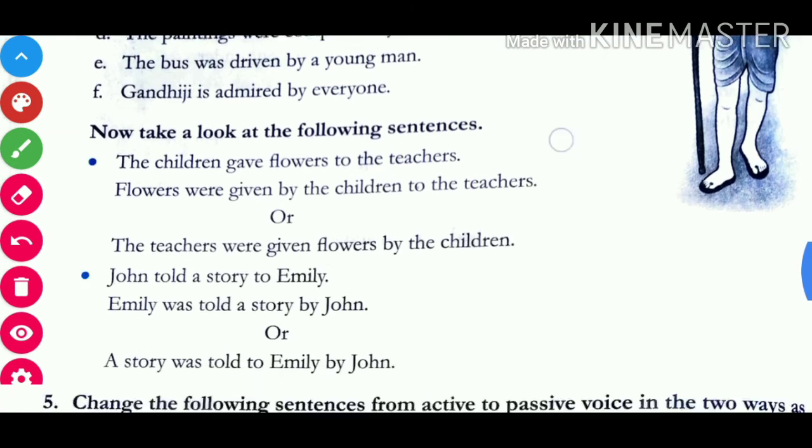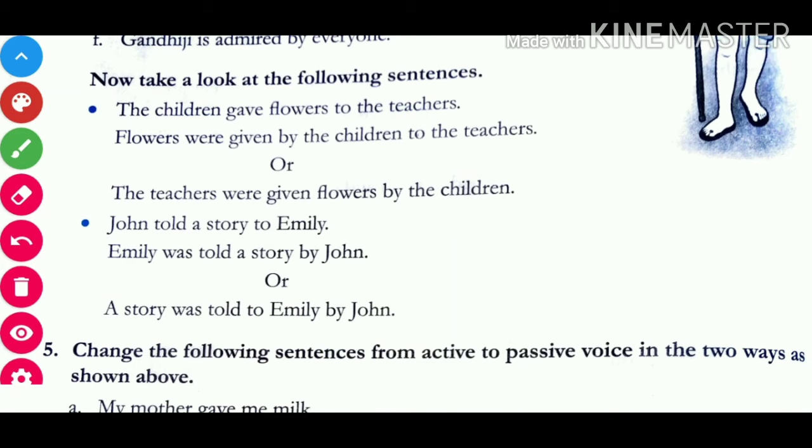Now take a look at the following sentences over here. The children gave flowers to the teachers. Okay, so to change it into passive voice, there are two possibilities. अगर हम इसको passive voice में change करेंगे तो दो तरीके से changes होंगे. कैसे? Flowers were given by the children to the teacher. Okay, or the teachers were given flowers by the children.